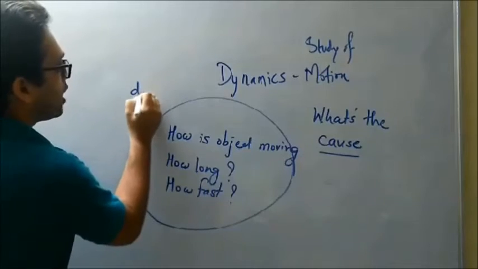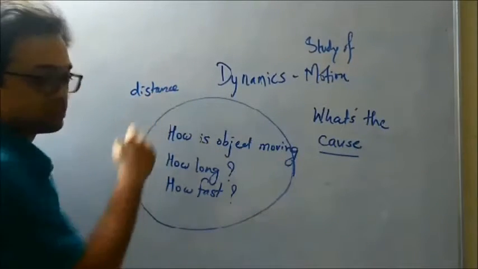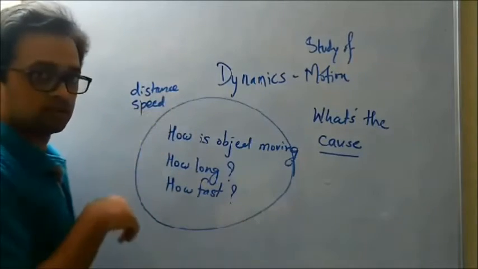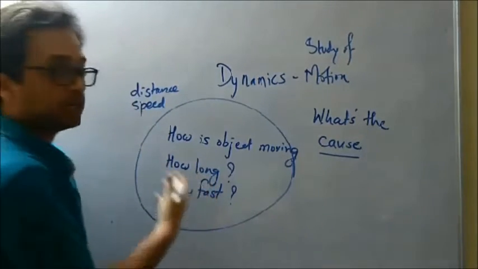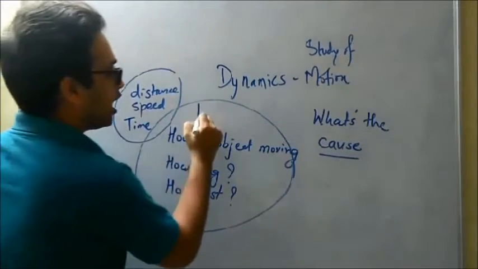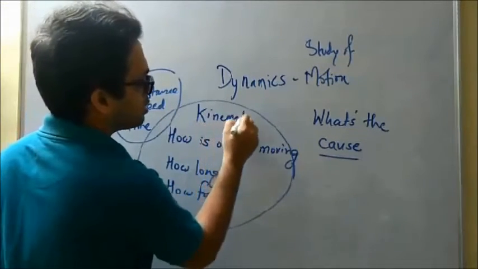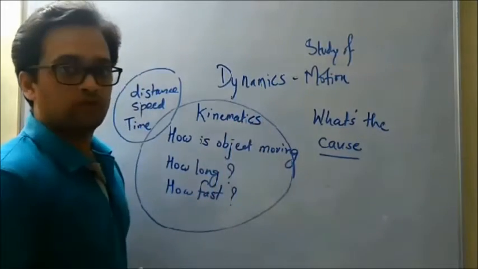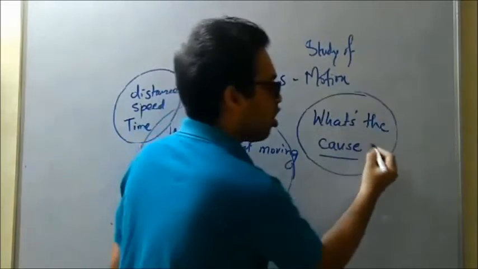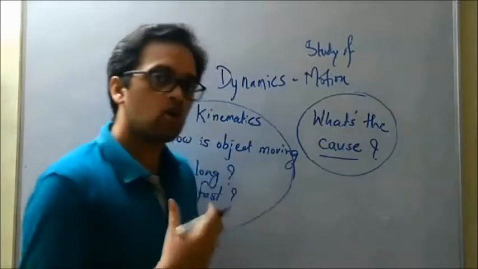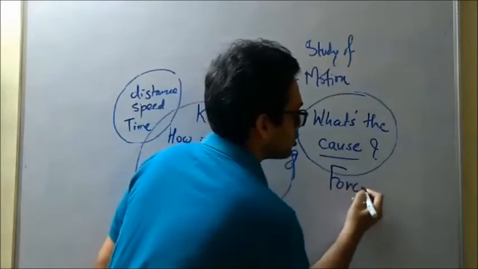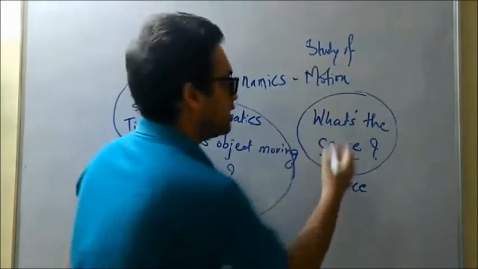How long it has moved, that is called distance. How fast is it moving, it's called speed. How much time is it taking for motion? So time, study of these things is called kinematics. Whereas the study of what's the cause? Do you know what is the cause of the motion? The force, right? So the study of force, the cause of motion, is called as kinetics.